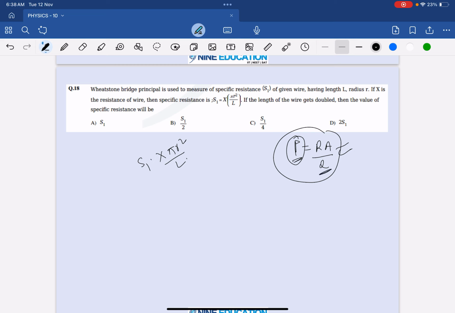So we can see that in the formula. But sir, resistivity is the property of the material, right? It does not depend upon the length. So basically, if it is S1 for a given wire, it would remain S1 for the same wire, no matter if you are changing the length or you are changing the area. Correct? Now next one.